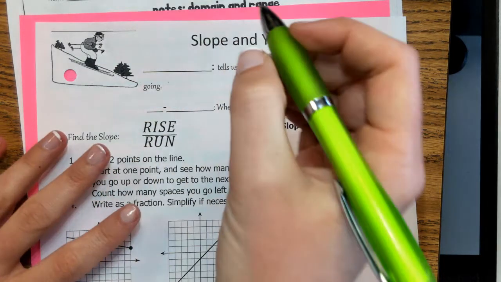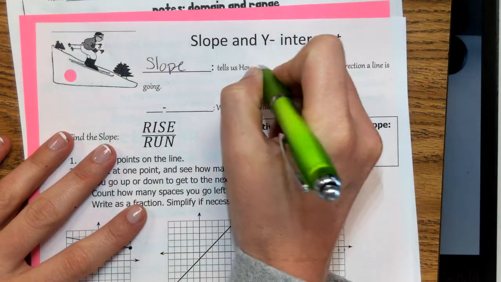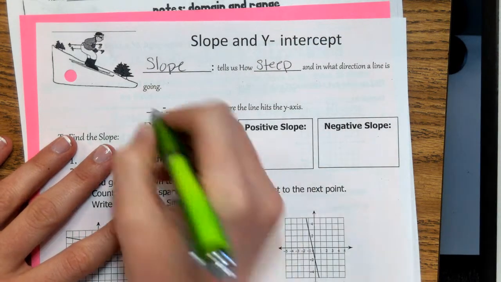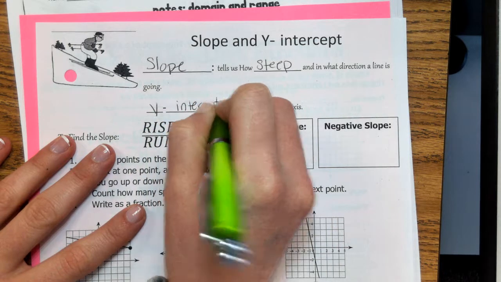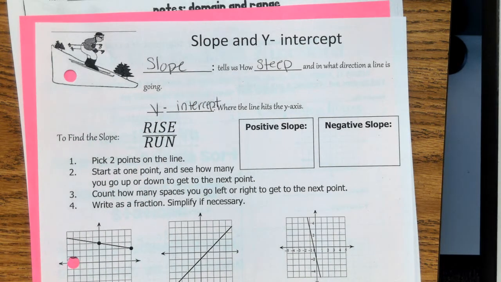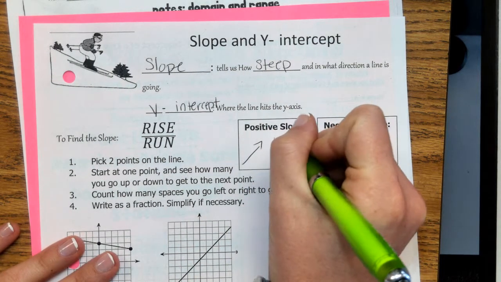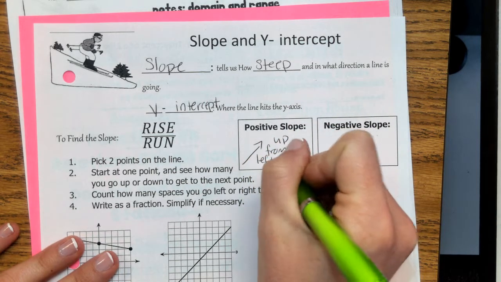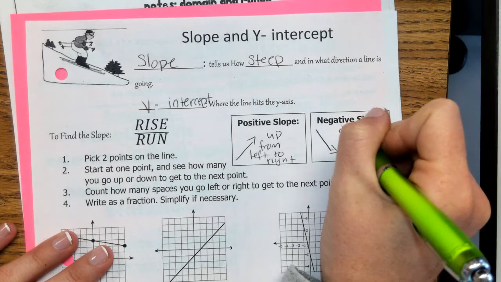Alright. The slope tells us how steep and in what direction the line is going. The y-intercept tells us where the line hits the y-axis. Positive slopes go up from left to right. Negative slopes go down from left to right.